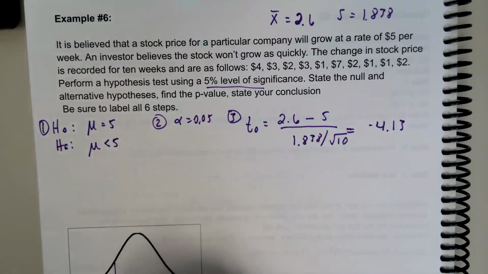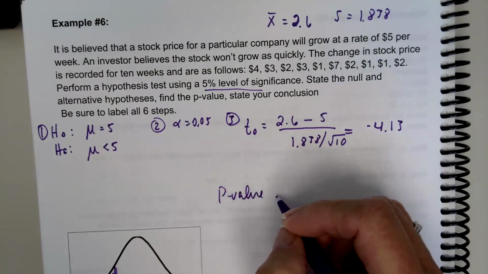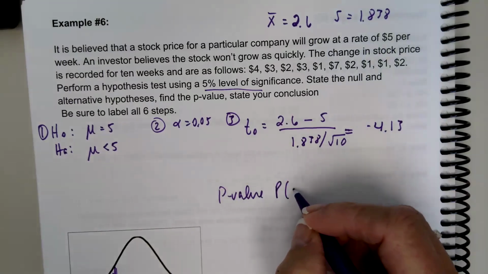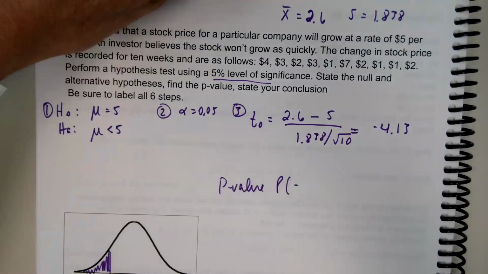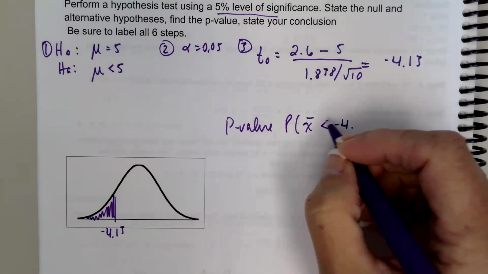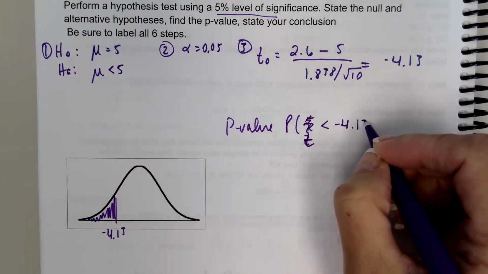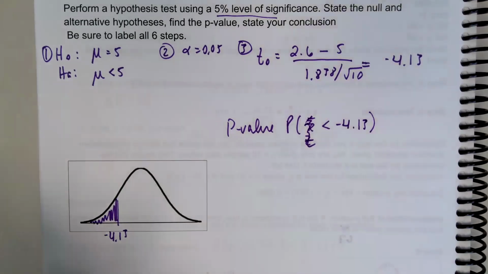So we're going to find our p-value. The p-value is the probability of being less than that, because it's a less than, so we're drawing our picture to the left. The probability of a sample mean being less than, actually it's a t-score because we've already normalized it, so the probability of being outside of that.